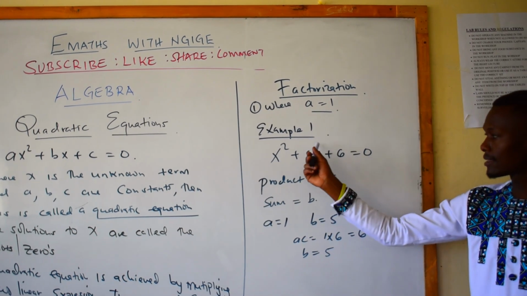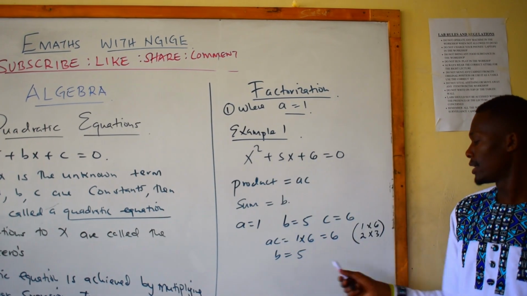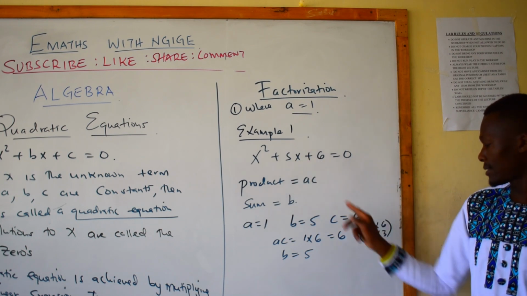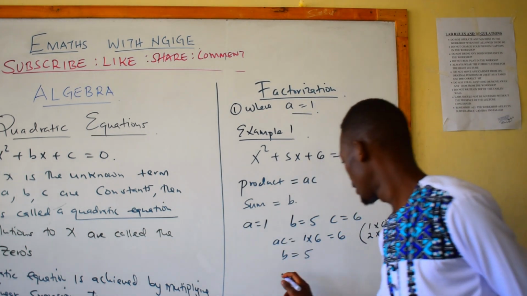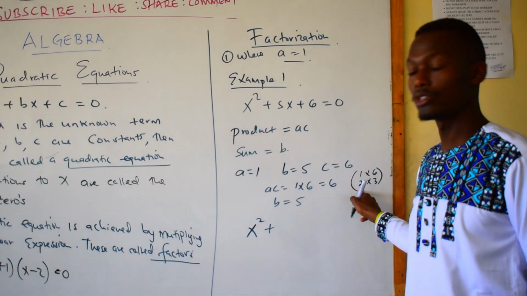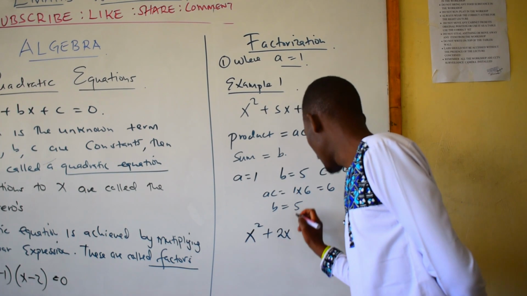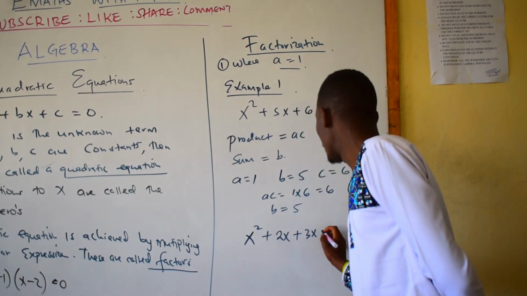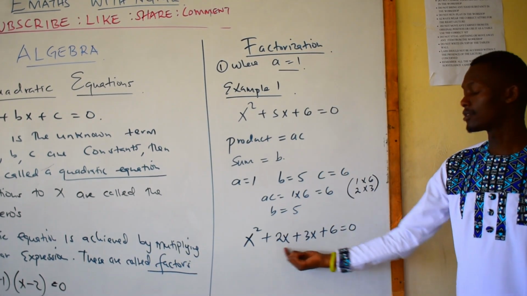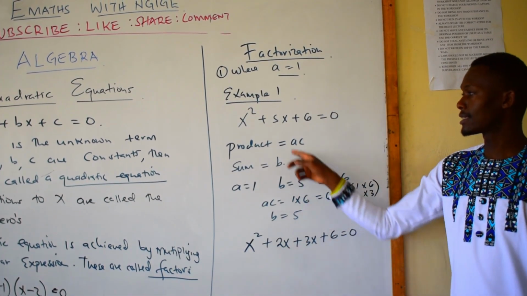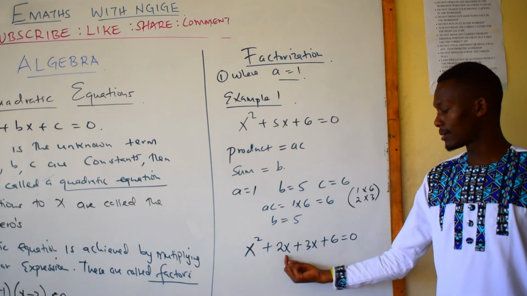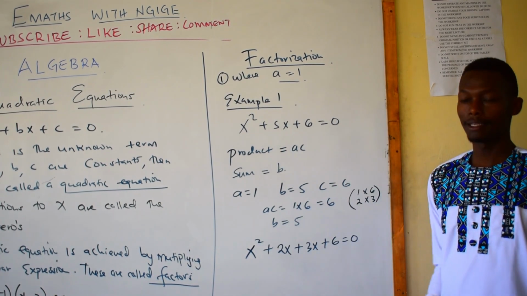Therefore, you come and rewrite this center number, the number at B, with these two factors. So you put these two factors with the variable x, and it will become x squared, then plus, your first value is 2, so you write 2x, then plus 3x, then plus 6. Now remember, we have not changed anything in this equation, because 2 plus 3 just gives you the 5. We are just simplifying this equation in terms of the factors for us to get this number here.